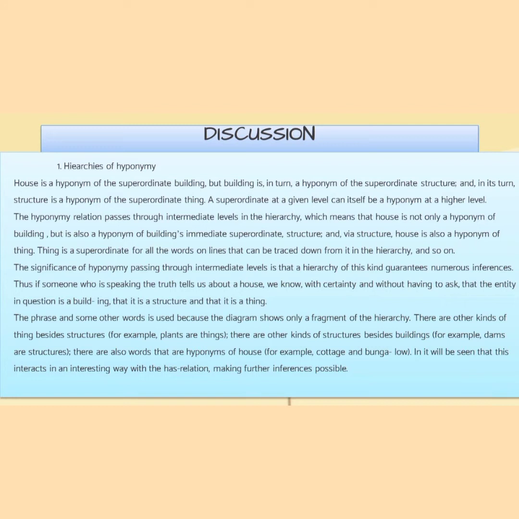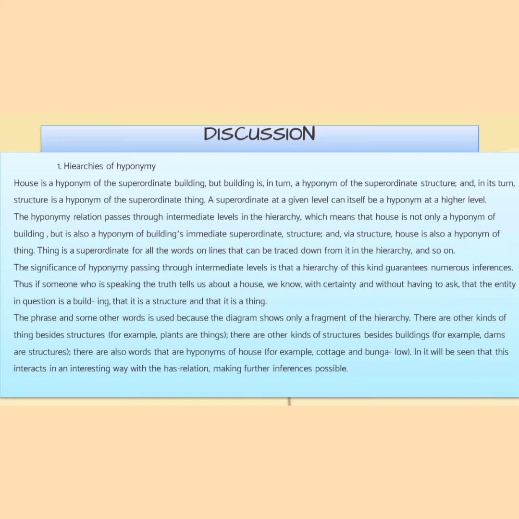Discussion. Number 1. Hierarchies of hyponymy. First, house is a hyponym of the superordinate building, but building is, in turn, a hyponym of the superordinate structure, and in its turn, structure is a hyponym of the superordinate thing. A superordinate at a given level can itself be a hyponym at a higher level.